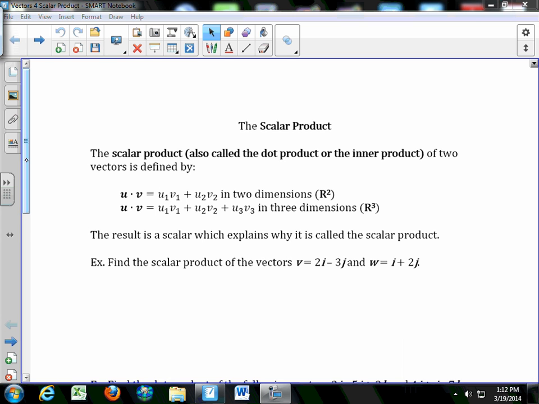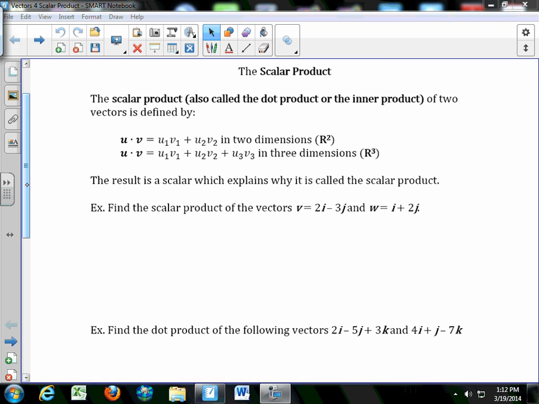Basically, what scalar products are used for is calculating the angle between two vectors. The formula that you're going to be introduced to in just a couple minutes is the formula that will allow you to find the measure of an angle between two vectors, and you need to be able to calculate the scalar product, which is sometimes called the dot product, in order to do that.